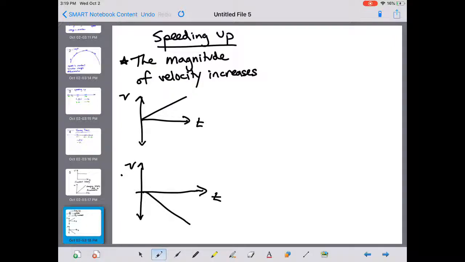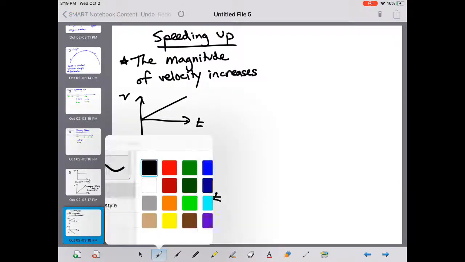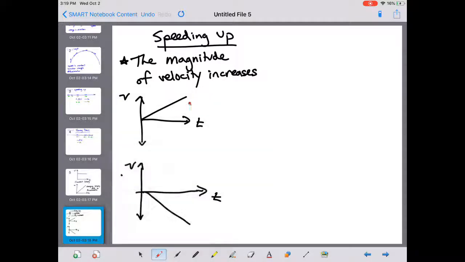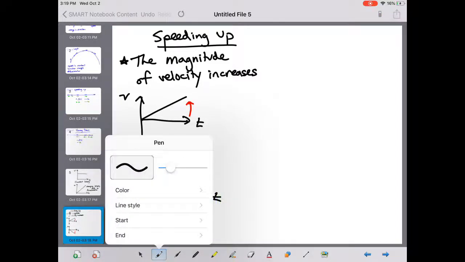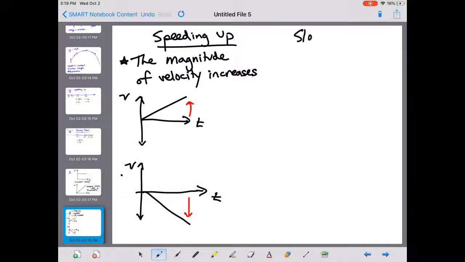Both of these scenarios, my velocity is getting further and further away from the x-axis. All right? It's getting further away in the positive direction there, and it's getting further away in the negative direction here. So in both situations, I'm speeding up. Now, if I was slowing down, you can imagine that my magnitude is decreasing.